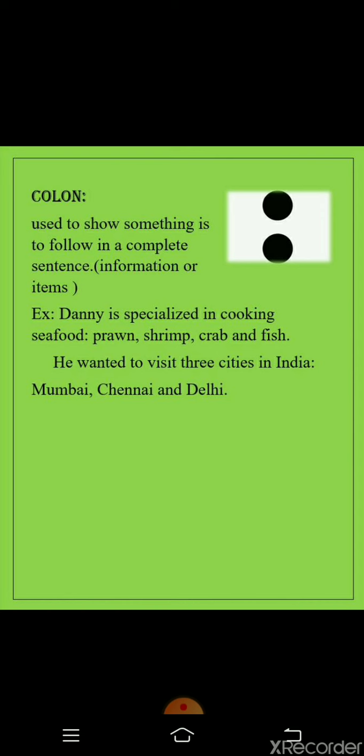Second sentence, he wanted to visit 3 cities in India. He wanted to visit 3 cities in India itself is a complete sentence, but they have also listed the cities. So, they have given a colon there. He wanted to visit 3 cities in India: Mumbai, Chennai and Delhi. So, this is how colons are used.